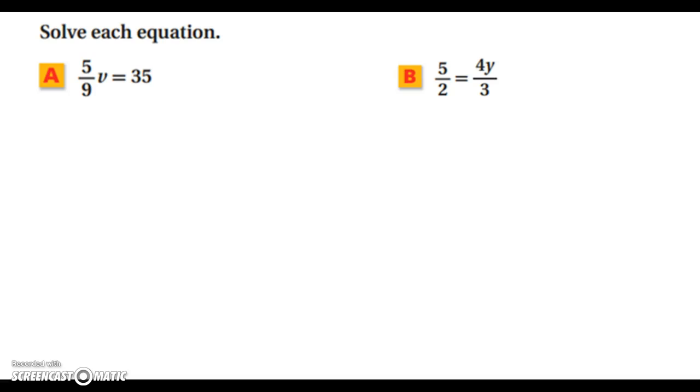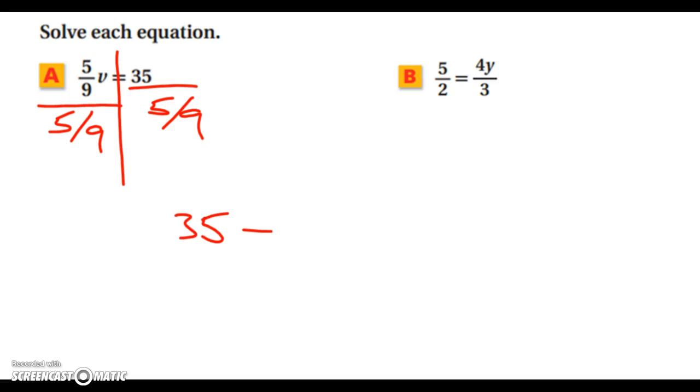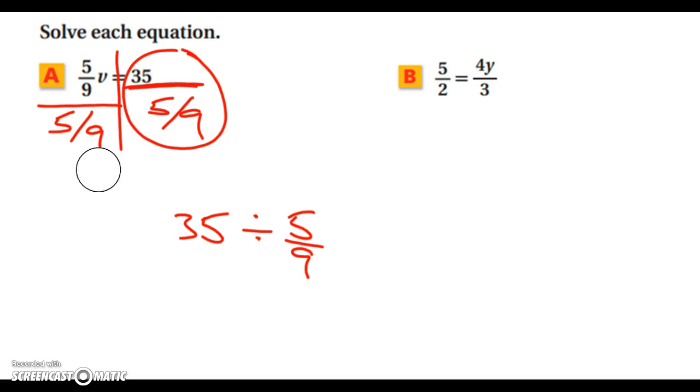Now, when you look at a problem like A, you've got 5/9 times B, and we're trying to solve for B. So normally, if that was a regular integer, we would just take that integer, we would divide by it. So same thing with the fraction, we're going to divide both sides by 5/9, which looks kind of funny when you do it like this. Because what you've seen in the past is 35 divided by 5/9. That's what is going on right here. 35 divided by 5/9. So you've seen it in a little more horizontal fashion.